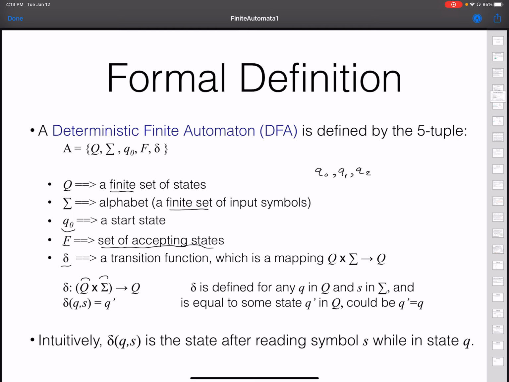So from over this mapping, for example, if you are at a specific state Q, if you see an input symbol S, you will go to another state Q prime, one of the states that you have. So intuitively, it just tells you that if you are at a state Q and the input symbol is S, you will go to the state Q prime.